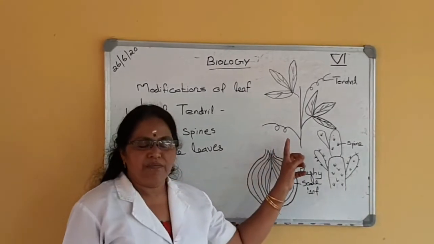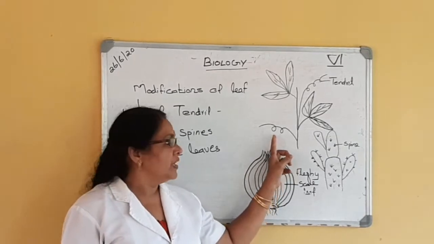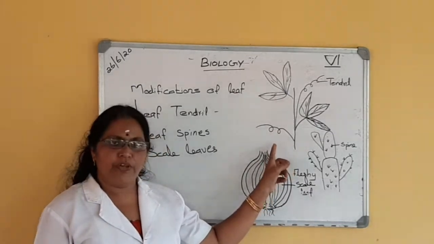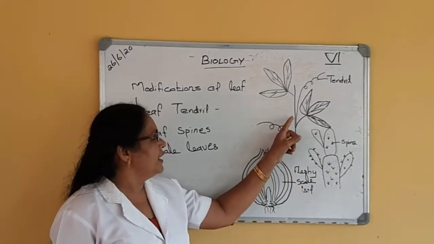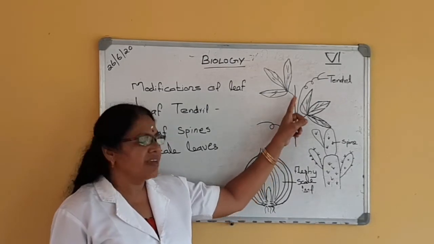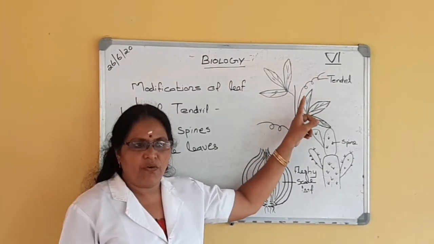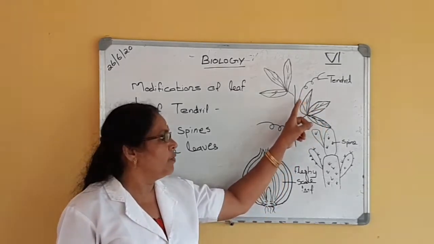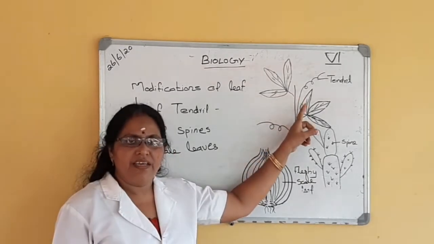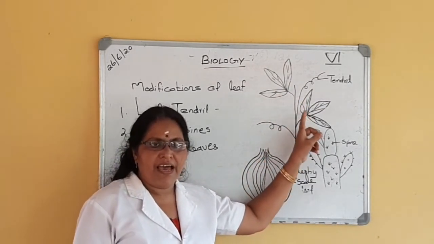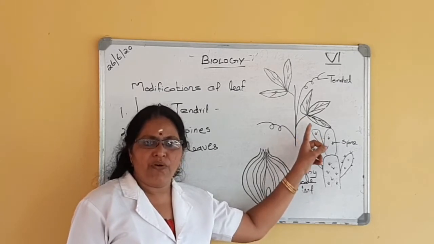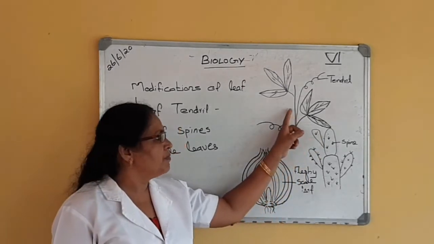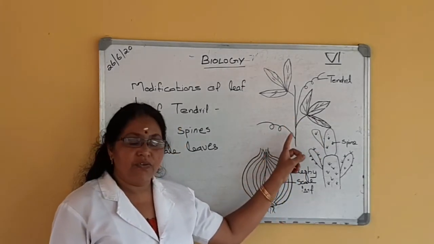Here is the picture of a plant with a leaf tendril. Look at this picture. Here you can see in this plant, this is the sweet pea. In this you can see near the leaf arises a coiled structure. This coiled structure helps the plant to support on other plants. This spirally coiled structure is called tendril. So tendrils help the plant to climb on other plants, to give support while climbing. So this type of modification is found in sweet pea.